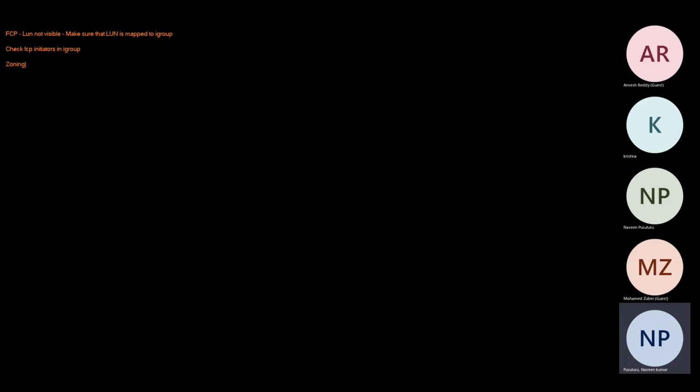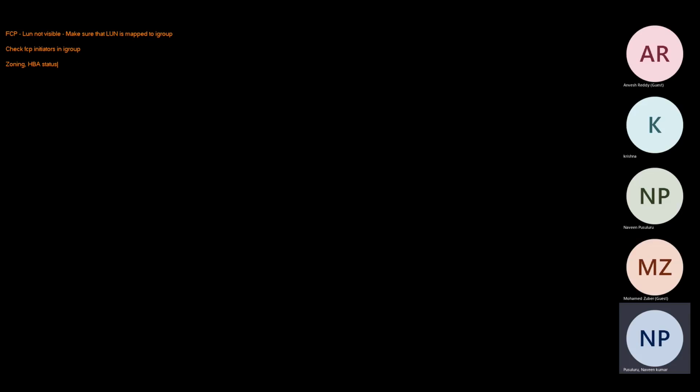If the initiators are logged in, then you don't need to worry about zoning, because only if you configure zoning properly will the initiators be visible on the igroup. If you don't see the initiators logged in, then you need to check the zoning level as well. Not only zoning, you need to work with the server team and check the HBA status. That is one more thing you need to take a look at if initiators are not logged in.